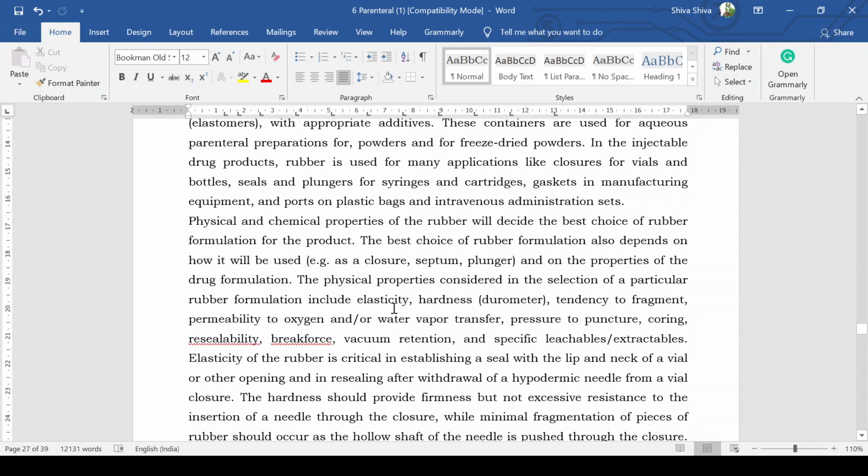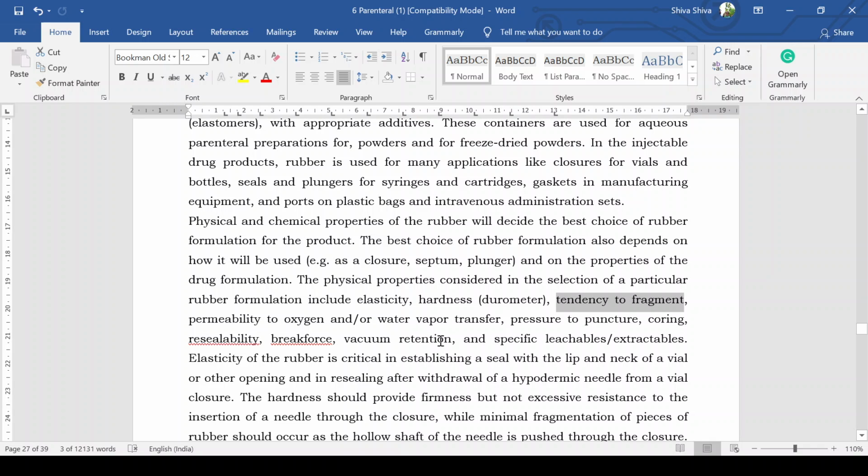Physical and chemical properties of rubber will decide the best choice of rubber formulation for the product. The best choice of rubber formulation also depends on how it will be used, so if it is used as a closure, septum or plunger, and on the properties of the drug formulation. The physical properties considered in the selection of a particular rubber formulation include elasticity, hardness, that is durometer, and tendency to fragment. Now this is an important parameter which is checked, tendency to fragment. What do we mean by tendency to fragment?